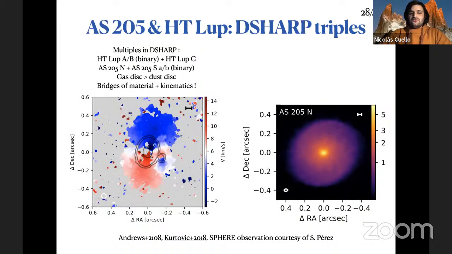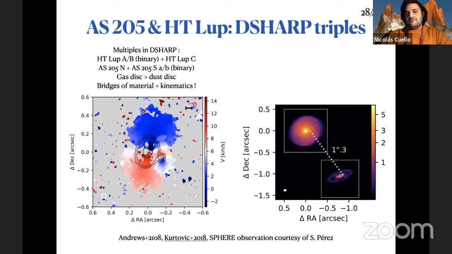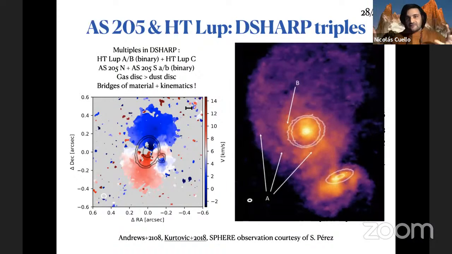The other system is AS 205. Here there is 1 star, and this is actually a binary. We do see that there is a lot of material around, again, CO moment 0 map. This is the moment 1 map. I don't have time to go into detail, but please read the paper. It's fascinating. You have a lot of material, and there is a hint of a bridge between the 2 stars.